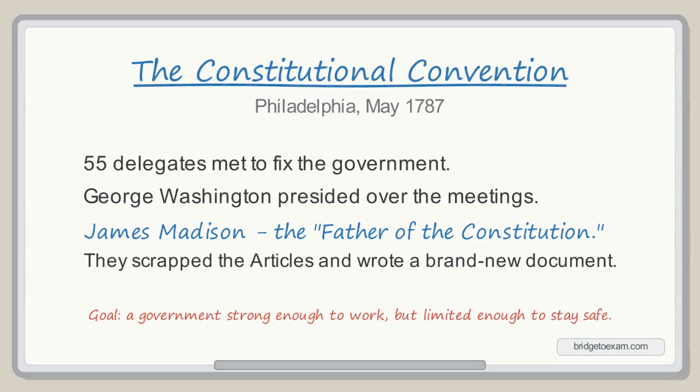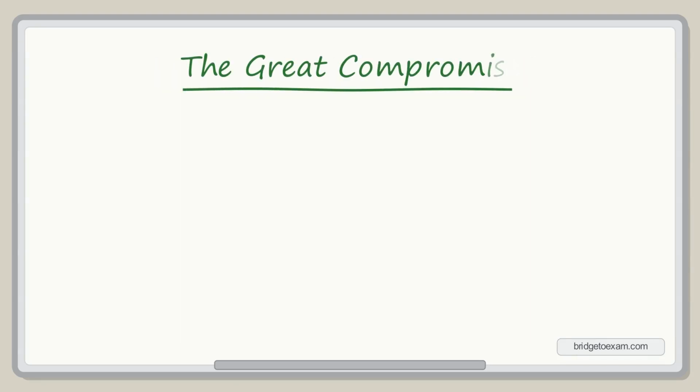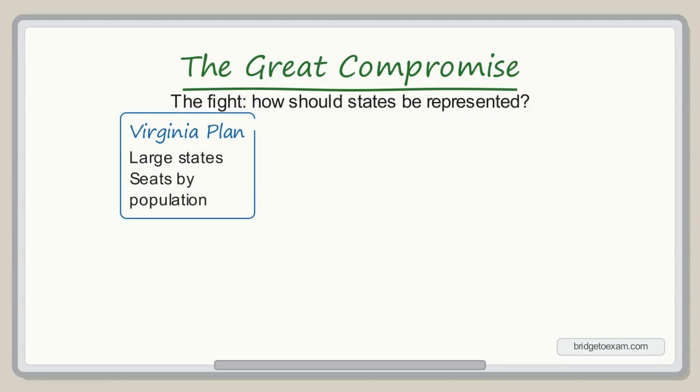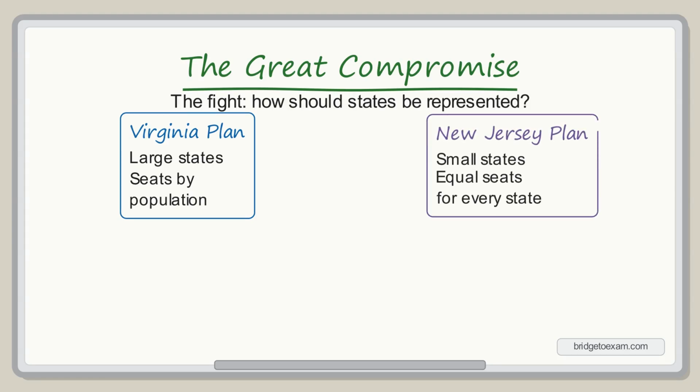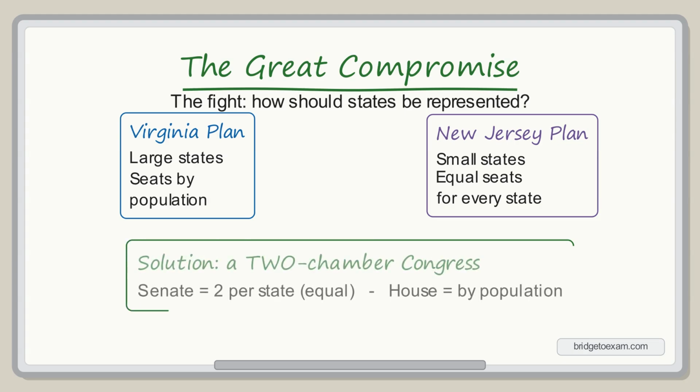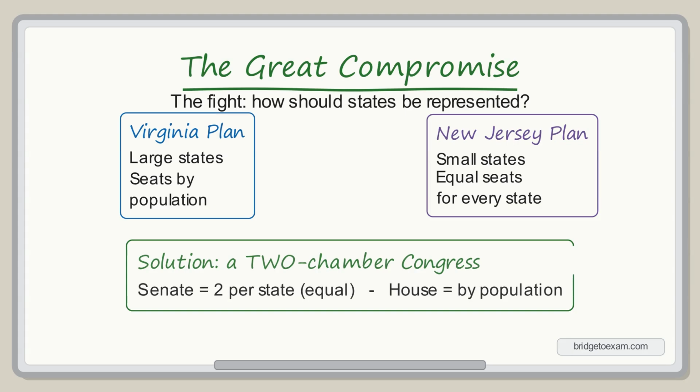Now, 2 big arguments almost broke up the whole convention. The first was about representation. Large states in the Virginia Plan wanted seats based on population. Small states in the New Jersey Plan wanted every state to get equal representation. The Great Compromise, also called the Connecticut Compromise, gave both sides a win. Make Congress 2 chambers. The Senate gives every state 2 seats, equal representation. The House gives seats by population. And that 2-chamber design is still exactly how Congress works today.